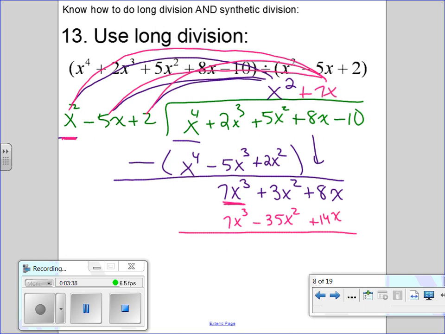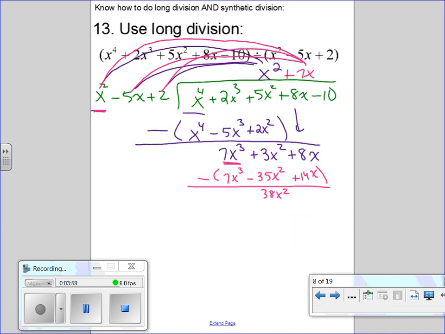Still doing good? We're about to subtract down that whole entire group. You want to be very careful if you're subtracting. 7 minus 7 is gone, no problem. But what is a 3 minus a negative 35? It's like 3 plus 35. 38. Good. And then 8 minus 14. Careful there. 8 minus 14. Negative 6x. We're going to drop our negative 10.